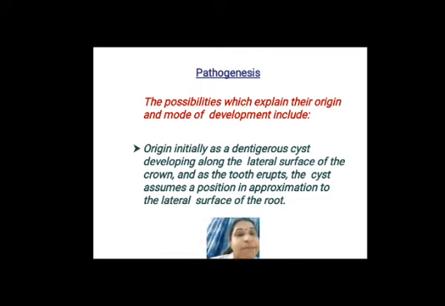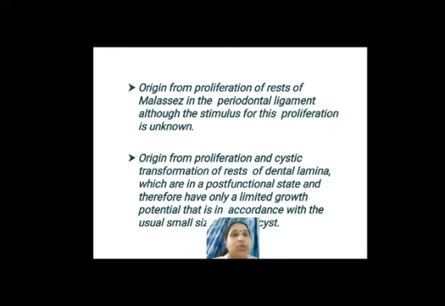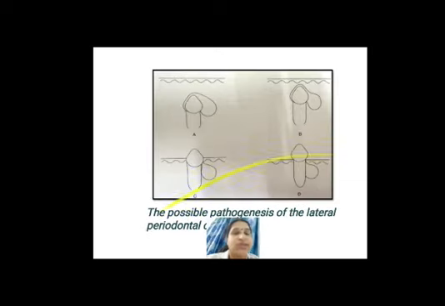And there are some possibilities which explain the origin and mode of development. Initially they may originate as a dentigerous cyst along the lateral surface of the crown, and as the tooth erupts, the cyst will assume a position in approximation to the lateral surface of the tooth. Or sometimes proliferation from the cell rests of Malassez in the periodontal ligament, or sometimes proliferation from the cell rests of dental lamina, which are in a post-functional state, and therefore they have only a limited growth potential. That is in accordance with usually the small size of the cyst.